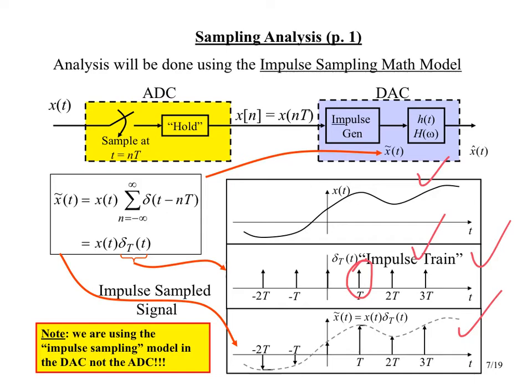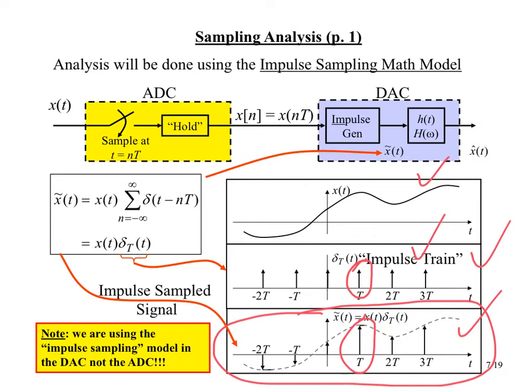So this is just a graphical way of visualizing. This would be some number bigger than 1, perhaps, multiplying a delta function. And that's just how we visualize that. So this thing down here, this x tilde of t, is what most books will refer to as the impulse sampled signal. Proakis and Manolakis, I'm sure, refer to that.